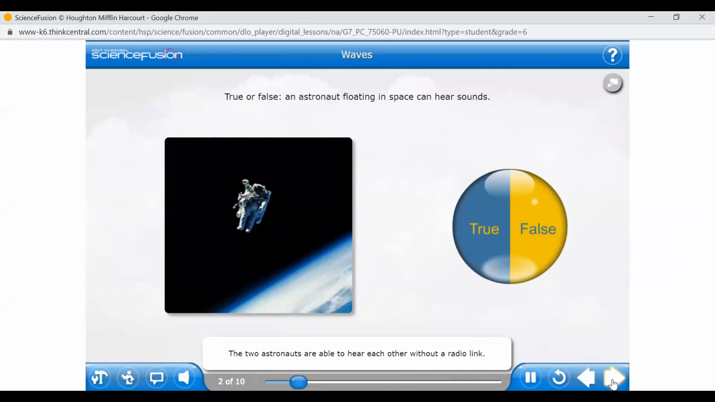Another astronaut is floating next to him and talking. The two astronauts are able to hear each other without a radio link. Is this statement true or false? Click your answer. True or false, an astronaut floating in space can hear sounds.